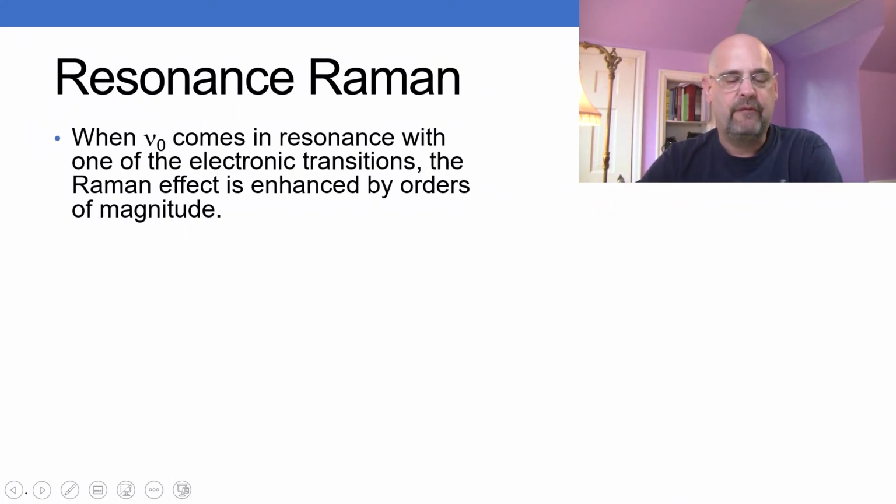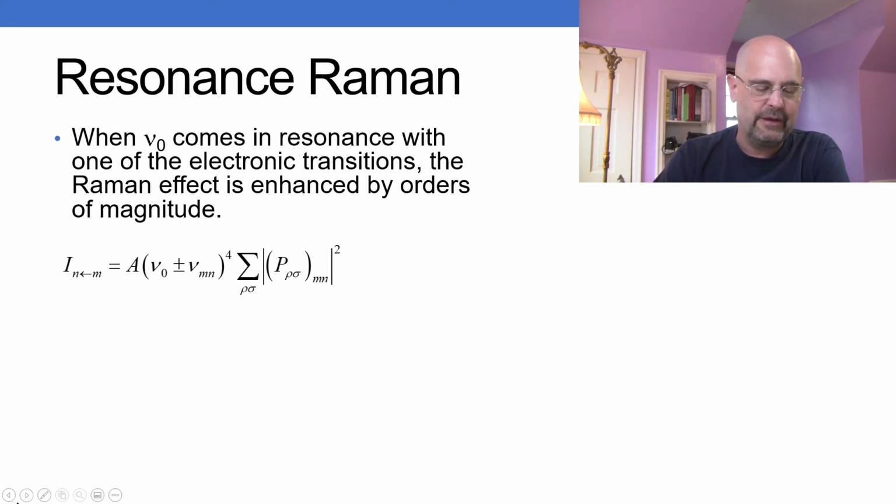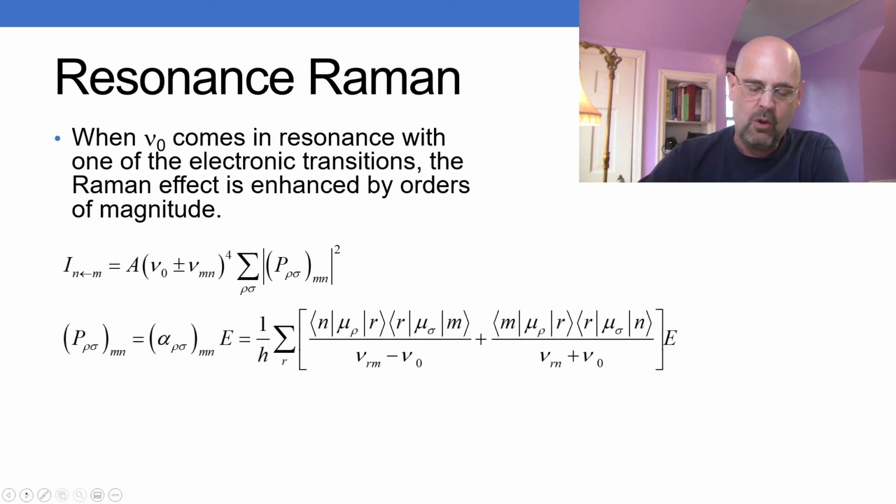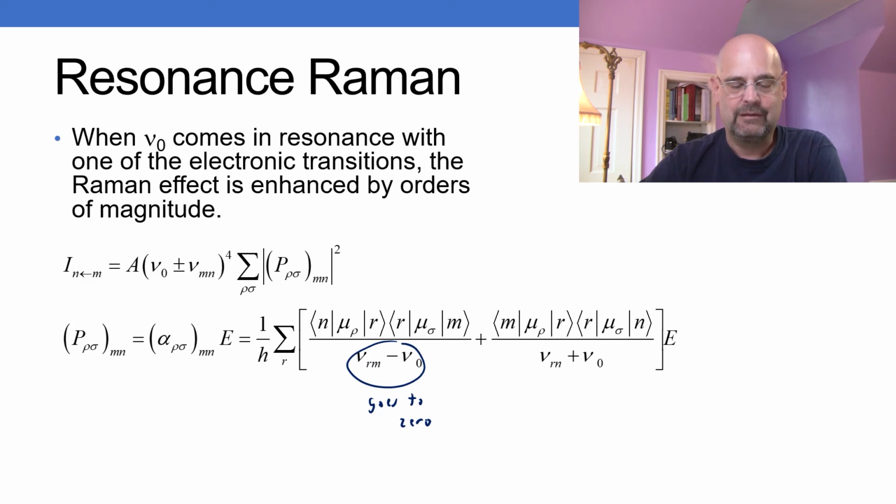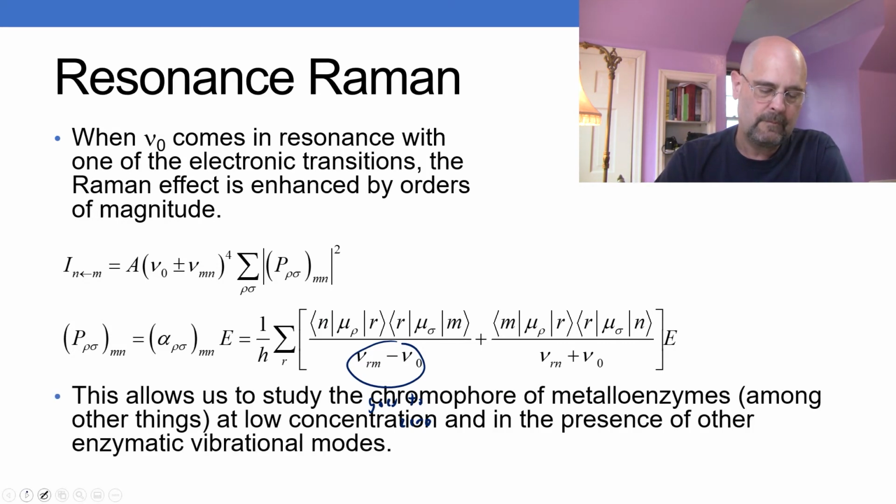Resonance Raman is a phenomenon where the incident light comes into resonance with an electronic frequency. And so if you remember, we had this mathematical description here, where this goes to 0. The whole term becomes, so this one term becomes much larger. And so that enhances by many, many orders of magnitude.